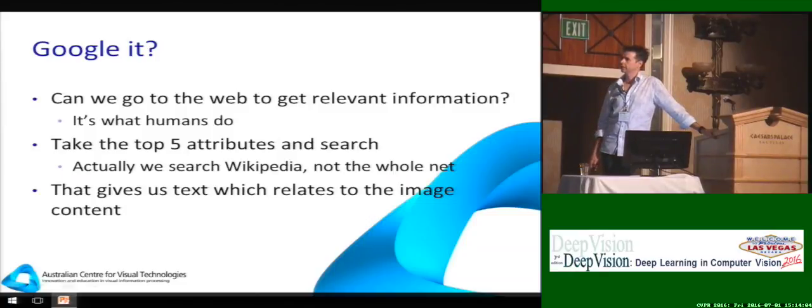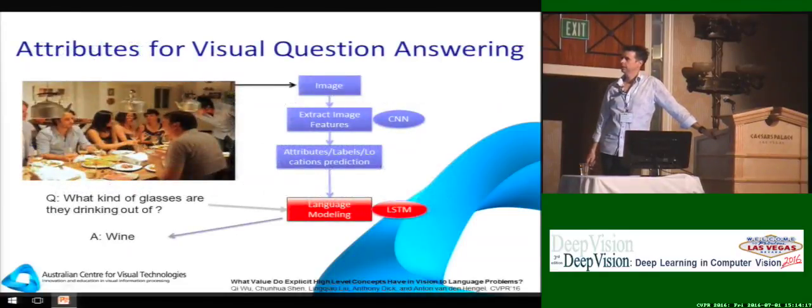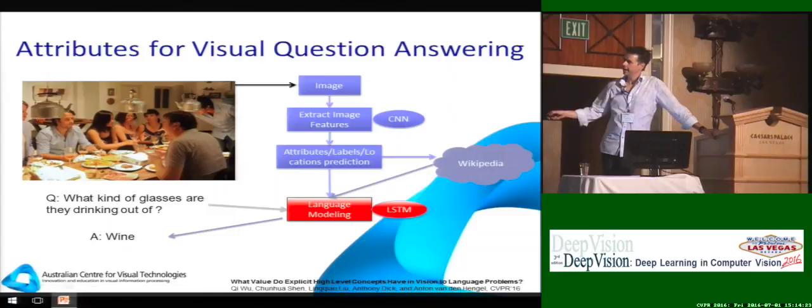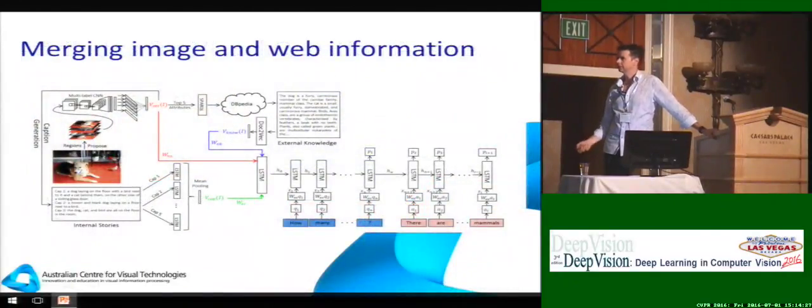So you take the top 5 attributes that come out of your detection process, go into Wikipedia, get the text associated with those attributes, give that text to the RNN in order to make up its mind, and that adds information into this answering process. And it's pretty agricultural, but it still works, right?